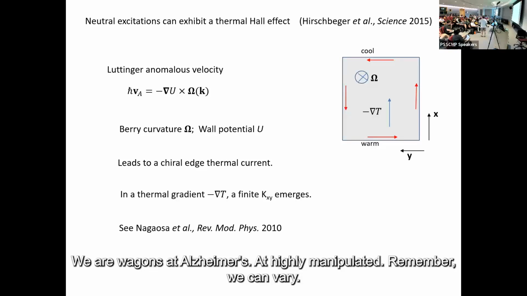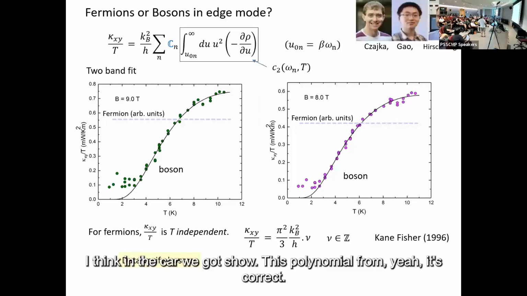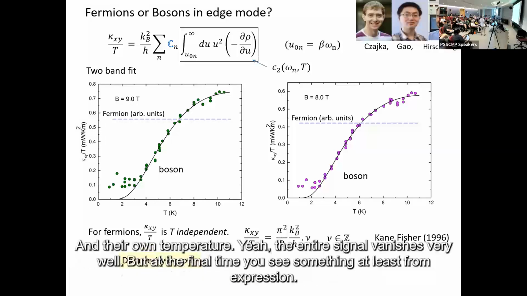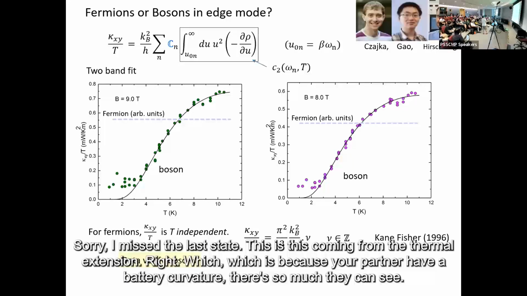I understand. I think the curve we just showed, this bosonic curve, I don't know whether I can interpret it this way. At 0 temperature, you get just 0. So that means that there's no active state. At 0 temperature, the entire signal vanishes very rapidly. But at finite temperature, you'll see something. But this is from excitation, which sees the Berry curvature in the band. So basically, you'll see some kind of kappa xy. This is coming from the thermal excitation. Right. Because your band has a Berry curvature, the thermal excitation sees the Berry curvature, then you'll see something.